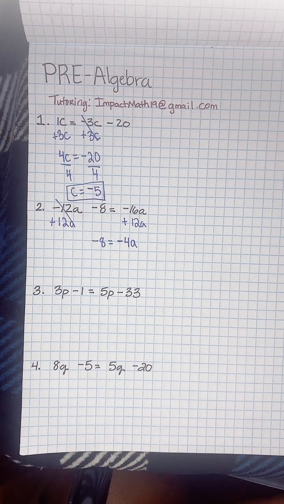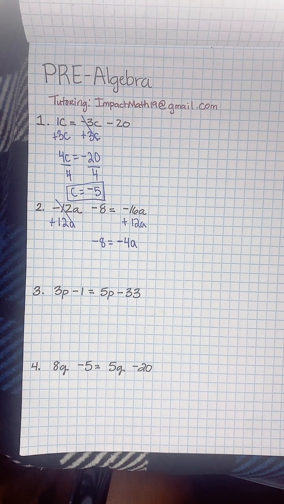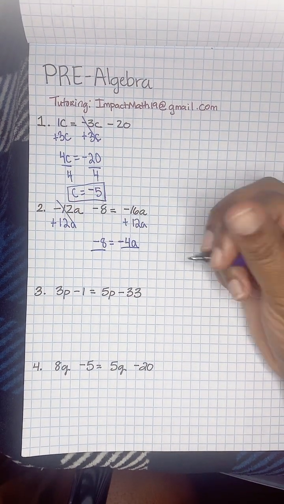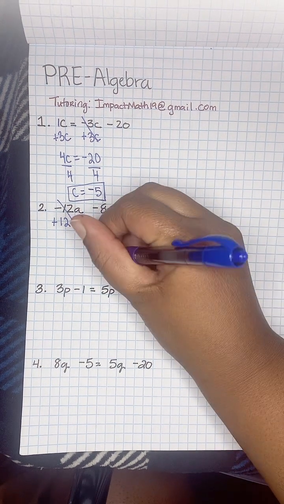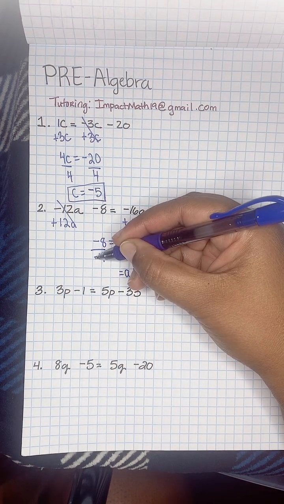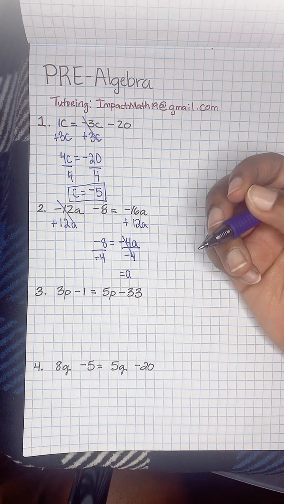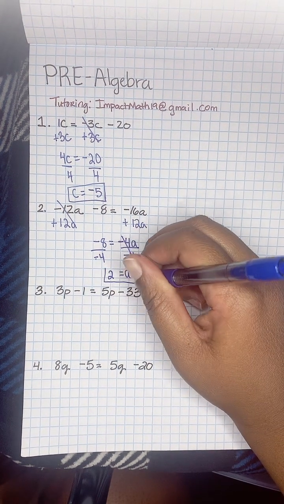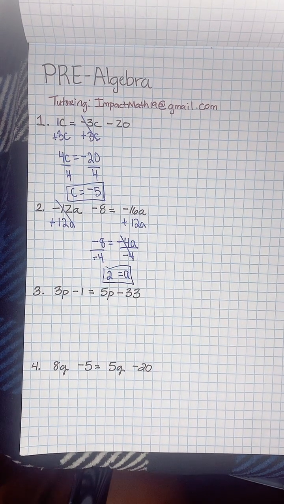Good. Now we want a by itself. What do we have to do? 4 is the answer? Ooh, is it? Divide by -4. Okay, yes, we're going to divide by -4. So a equals, a negative divided by a negative is a positive, 8 divided by 4 is 2. Yes, 2 is our answer.